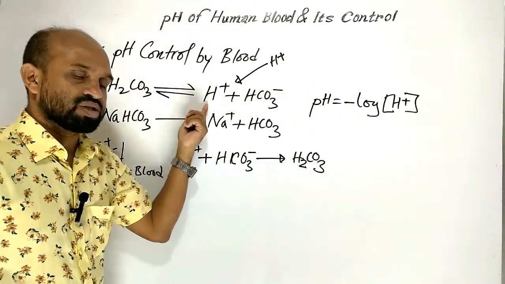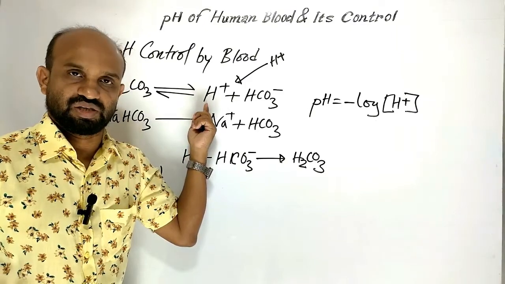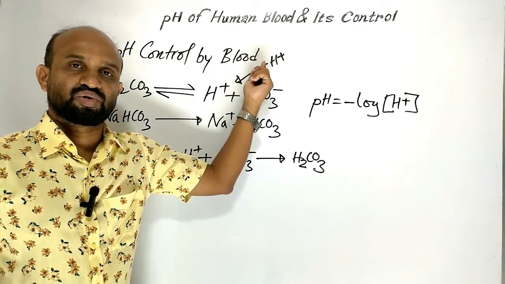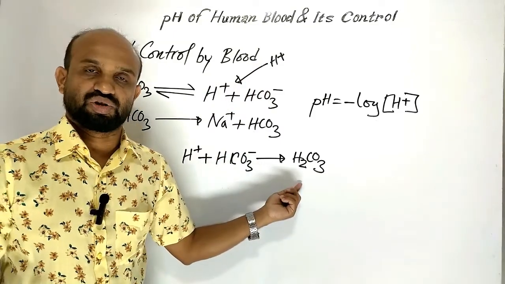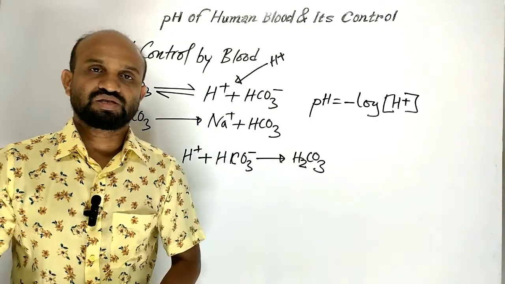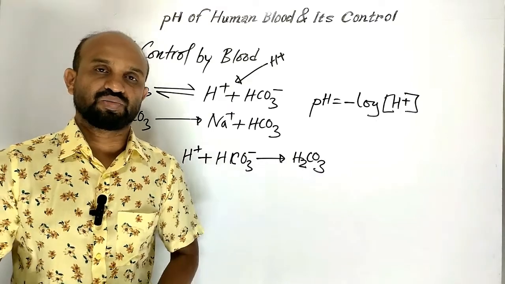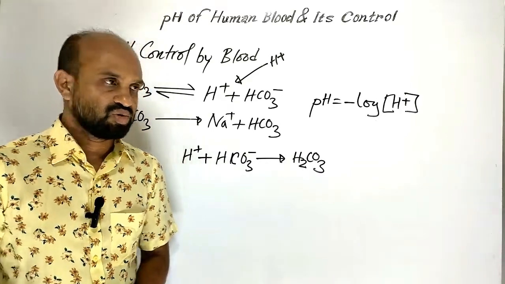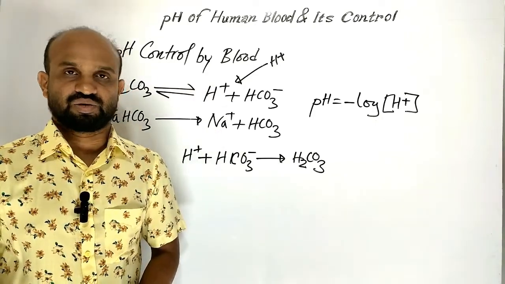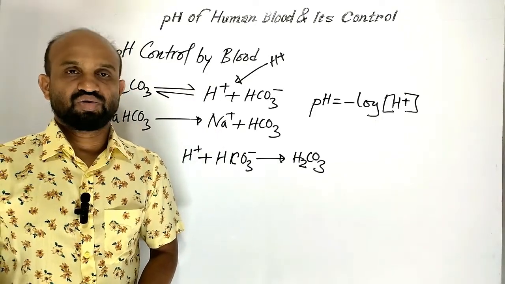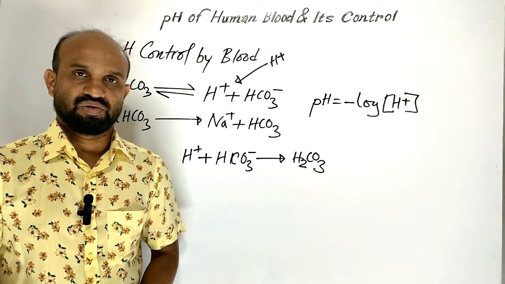Here, concentration of proton doesn't change. Additional proton combines with bicarbonate ion to form carbonic acid. Carbonic acid is a kind of weak acid. It doesn't reproduce proton. That is why concentration of proton remains unchanged ultimately, and no change in the pH value.